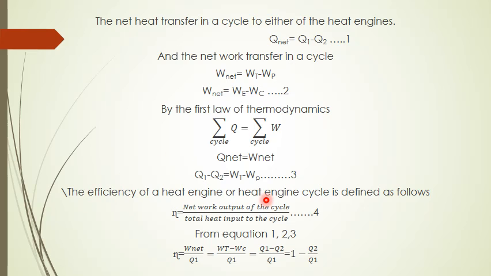Then the efficiency of heat engine or heat engine cycle is defined as follows. Efficiency of heat engine is the net work output of the cycle divided by the total heat input to the cycle. So from equations 1, 2 and 3 we can write it as net work done by the cycle to the total heat added to the system. So net work is WT minus WP. Q1 is heat added to the system. Q1 minus Q2 divided by Q1, which is equal to 1 minus Q2 by Q1. This is the expression for efficiency of heat engine.